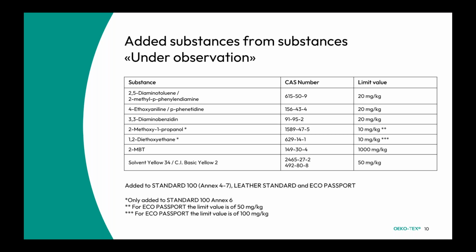1,2-dimethoxyethane has been added with 10 milligrams per kilogram. However, for the Eco-Passport, it has been added with 100 milligrams per kilogram. Then we have also added 2-MBT with 1,000 milligrams per kilogram, as well as the colorant solvent yellow 34, also called CI basic yellow 2, with 50 milligrams per kilogram as its limit value.